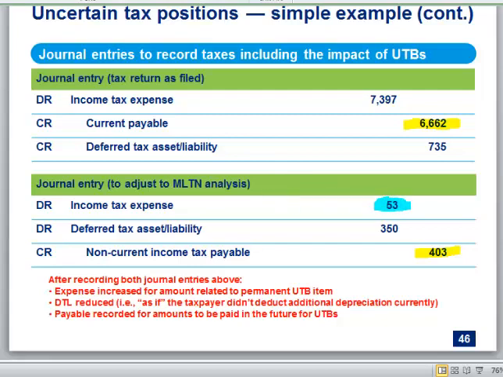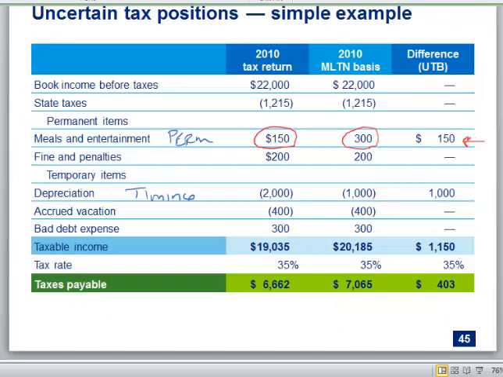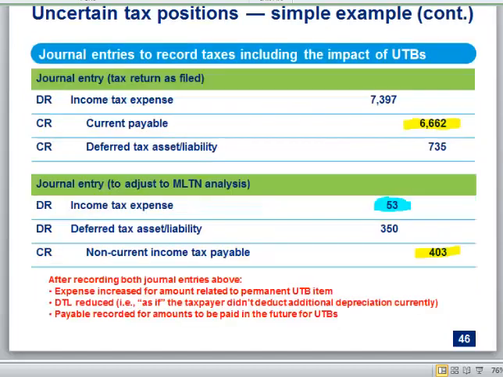right? The $150 probably times a 35% tax rate, right? So if you had a $150 exposure and a 35% tax rate, that's 53 of tax. And so essentially what they're saying with that entry is I'm going to credit my liability 53 and I'm going to debit my provision 53. That's my extra FIN 48 entry.